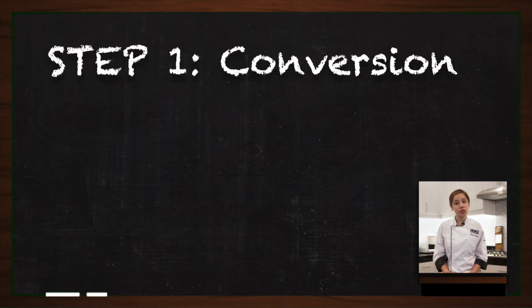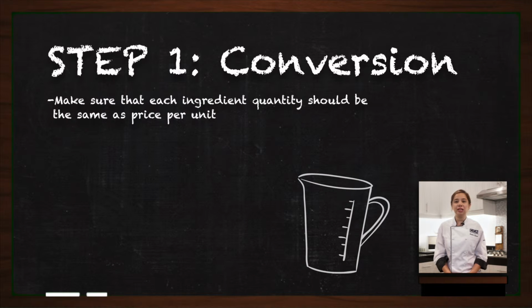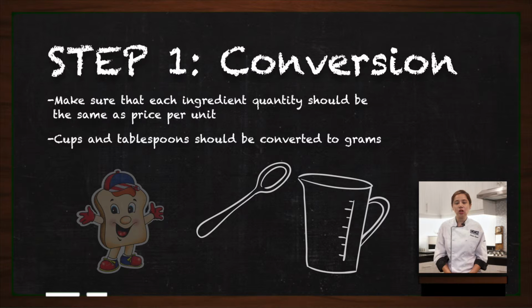However, there are still several steps you must undertake before you can use the recipe costing sheet. Step 1 is conversion. Make sure that each ingredient quantity should be the same as price per unit. Likewise, cups and tablespoons or measurements should be converted to grams. For example, 1 cup is equal to 16 tablespoons and is also equal to 240 ml. 1 bar of butter is equal to 225 grams. And 1 tablespoon is equal to 15 ml.